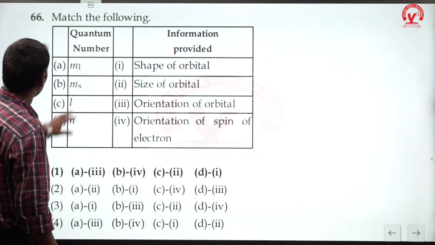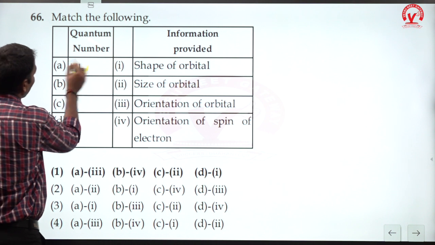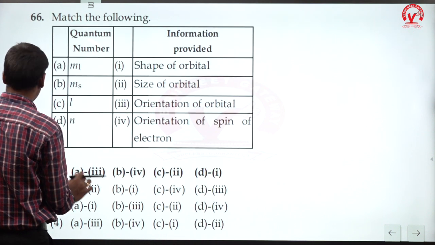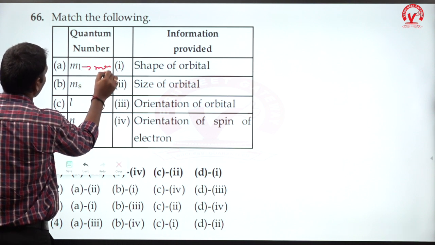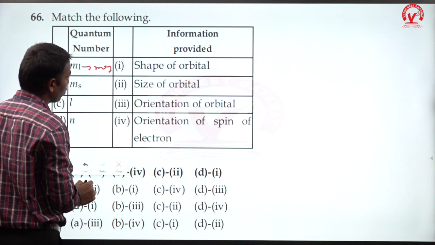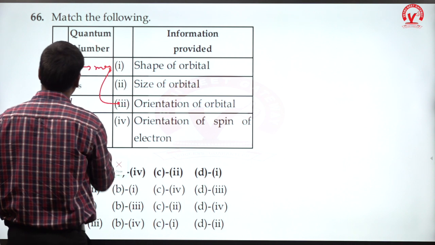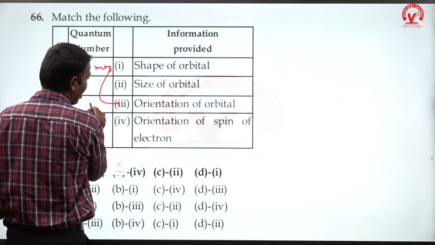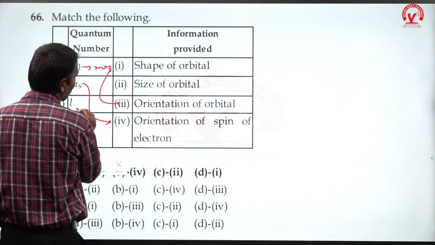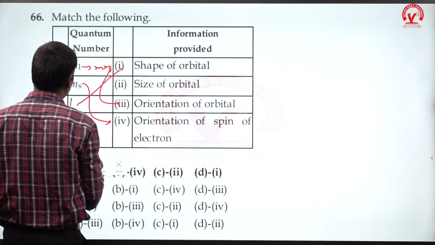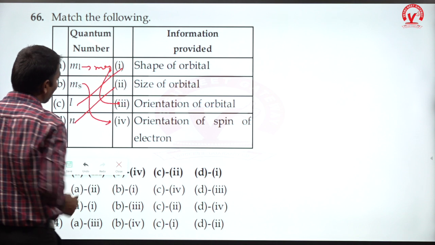Question number 66. Match the following, right? This is a quantum numbers question. Magnetic quantum number, ML, gives information about the orientation of the orbital. The spin quantum number gives the orientation of the spin of the electron, and the azimuthal quantum number L gives information about the shape of the orbital, and the principal quantum number N gives the size of the orbital, right?